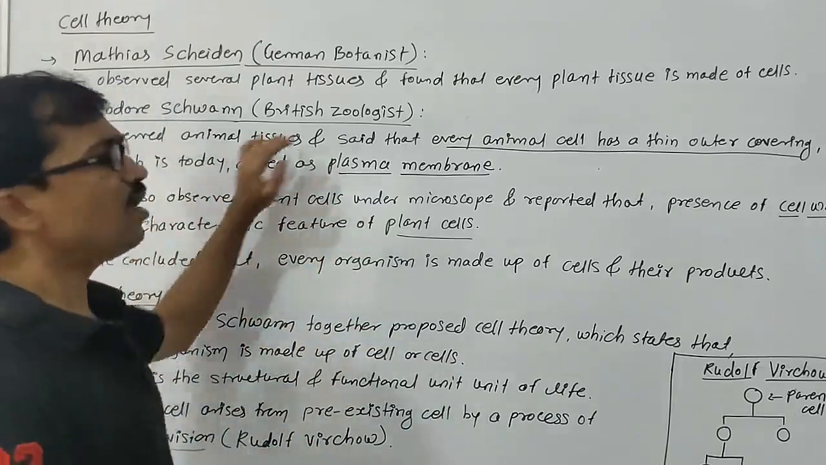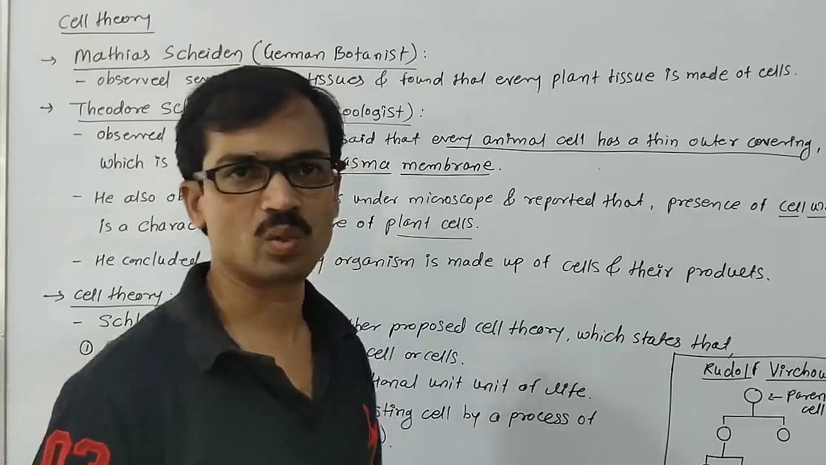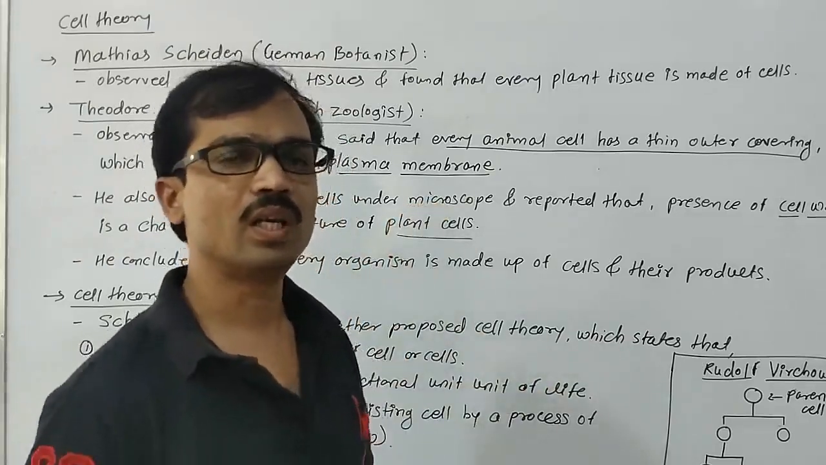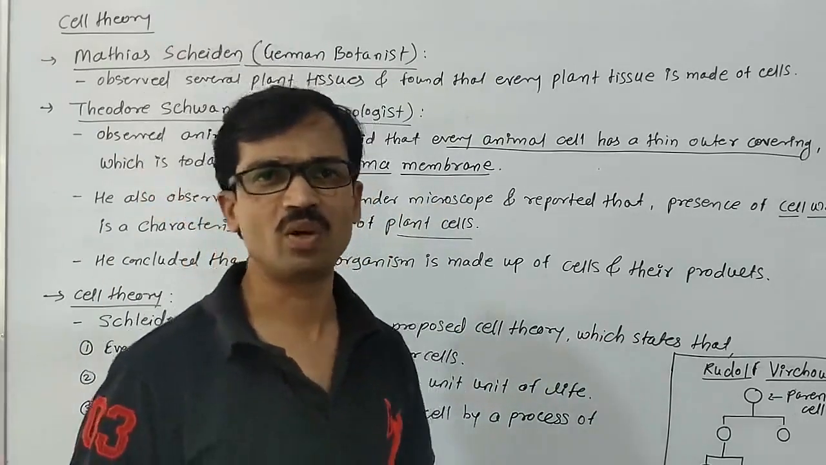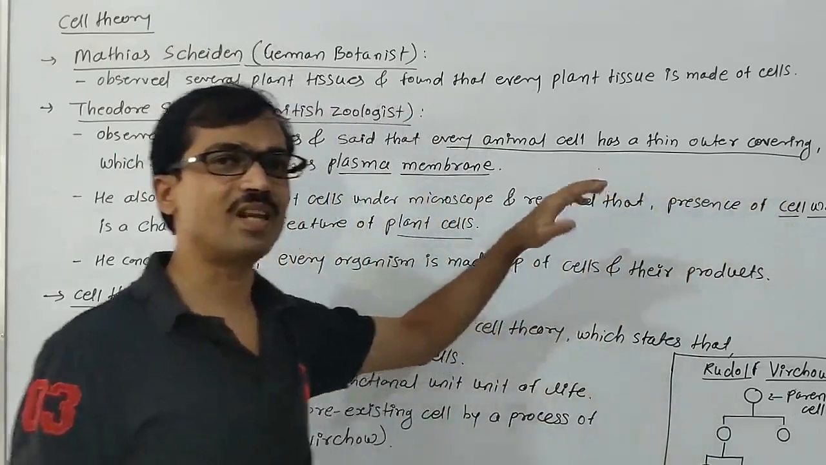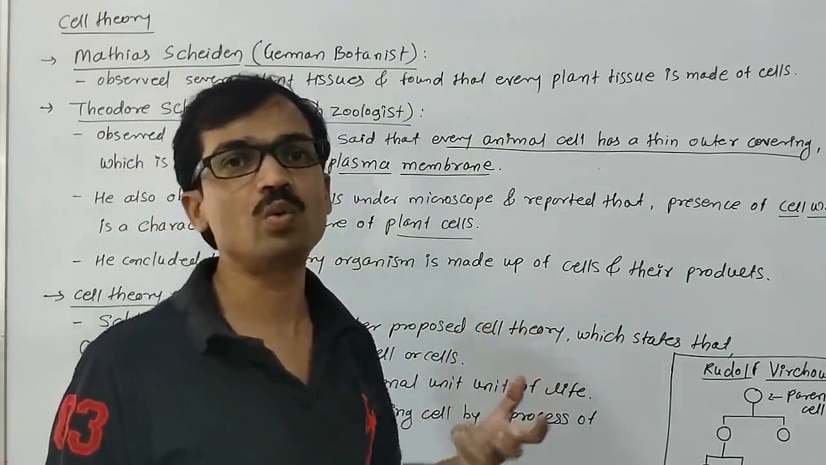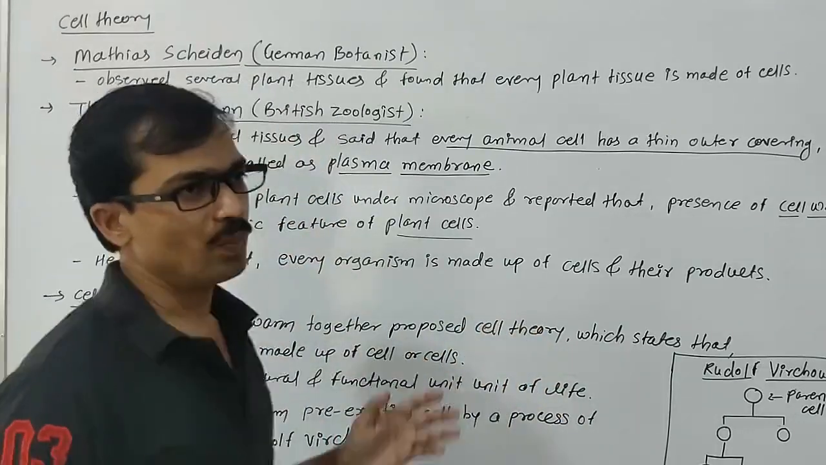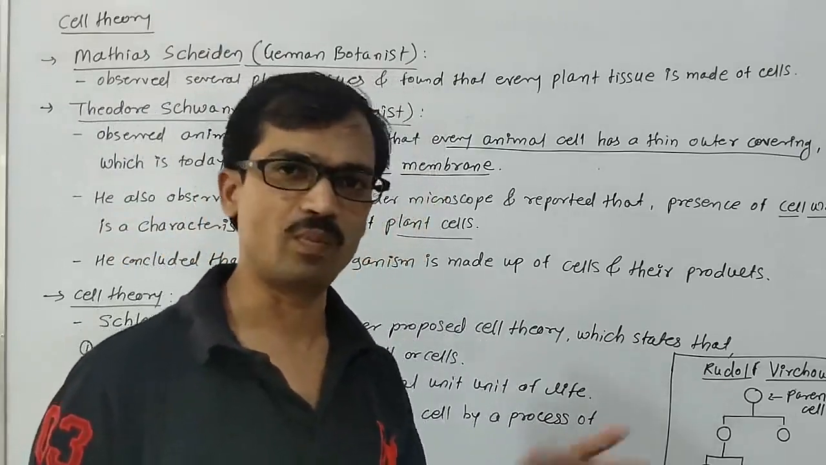Though he was a zoologist, Schwann also observed some plant cells under the microscope, and after observing them closely, he came to know that plant cells possess a special type of covering outside them which is not present in animals. That special covering is the cell wall, which is made up of different types of carbohydrates, especially cellulose in most plants. He said that the presence of a cell wall is a characteristic feature of plant cells only, because the cell wall is absent in animals.